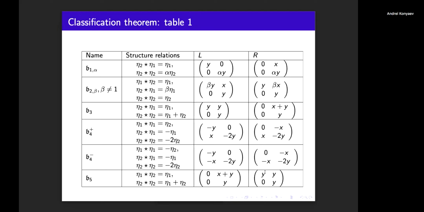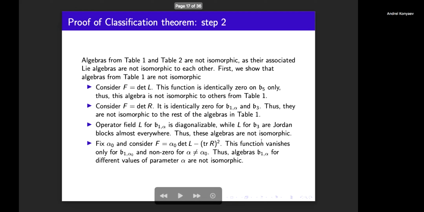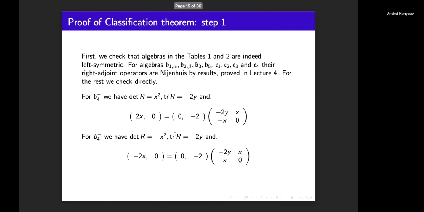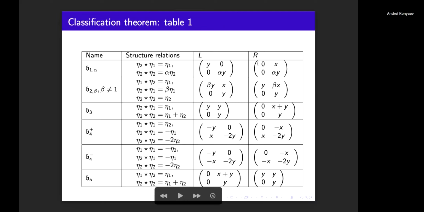Okay, and the same, and we see that the only one with a vanishing determinant is this one, right? So then we proceed like this. We take operator field L, and we take a look here not only at the functions but at algebraic properties. For example, if we look at this operator, we see that this operator is diagonal. It can be brought, for alpha not zero, to the diagonal form, right?